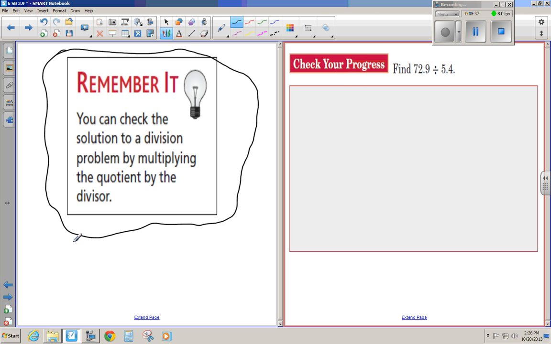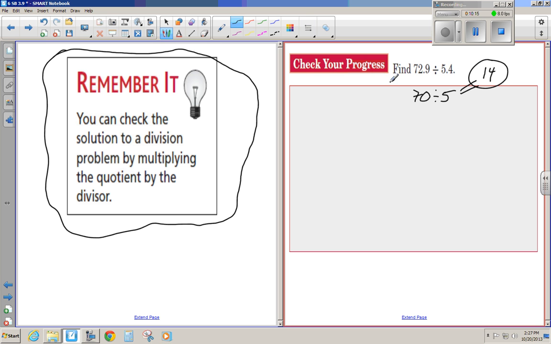All right, let's check your progress. First, let's estimate. Let's say you're taking 70 divided by 5. I did 70 divided by 5 because I knew that would be a lot easier than something else. So 70 divided by 5 should be 14. So my answer should be somewhere around 14.